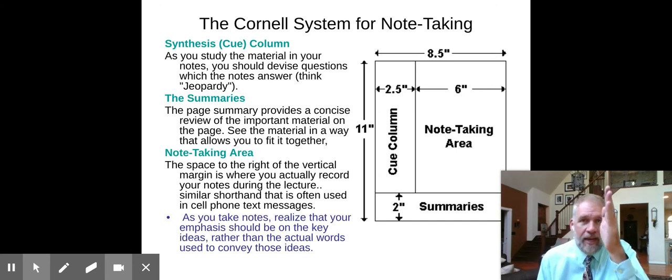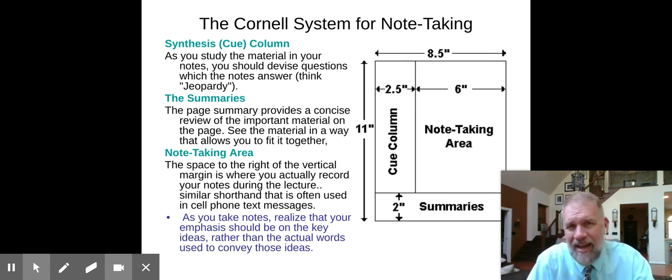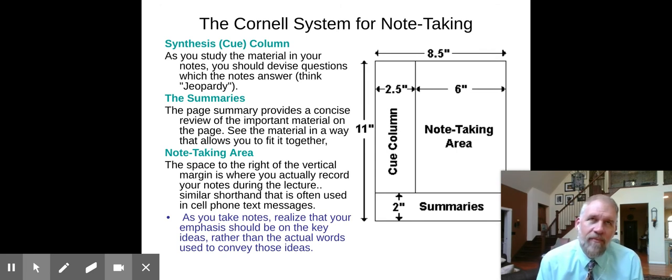And you're going to take a line and write down the side of the page and create that column over there on the left side of the page. That's called the Q column. Go ahead and do that. I'll wait. The Q column is probably the key feature of the Cornell note system. So I'm going to get back to that here in just a second.